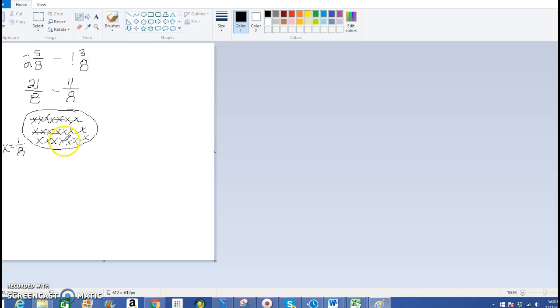I've got 1, 2, 3, 4, 5, 6, 7, 8, 9, 10. So I have 10 pieces left. So there's my 10. And then the bottom of my fraction names my pieces, and my pieces are 8s. So I have 10 8s. Okay? So if you were explaining this, you would need to use terminology to say, hey, I started with 21 8s. I removed 11 of the 8s. And so I was left with 10 8s.